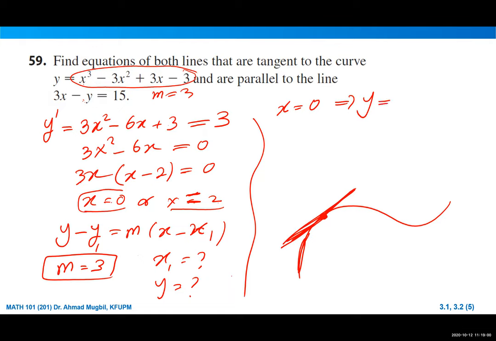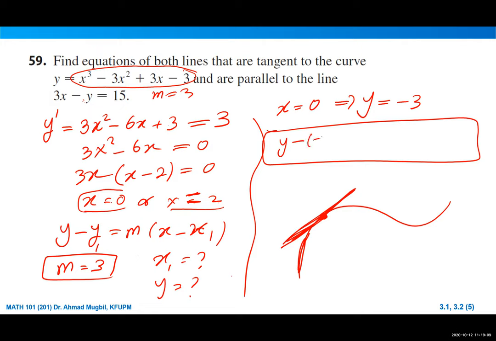When x is zero, what will you have? Negative three. So now, what is the first equation that I will have? It will be y minus negative three equals three times x minus zero. So here I put zero instead of x1, and negative three instead of y1. You can simplify this. I will leave it for you.